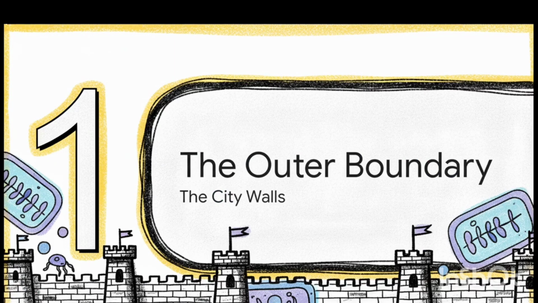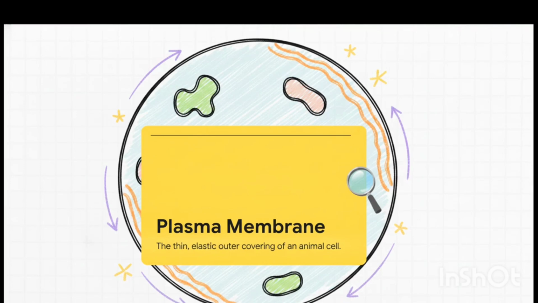Section 1. The cell's outer boundary. The city walls. Okay, let's dive right into this. When you look at an animal cell, the very first thing you're going to encounter is this outer covering called the plasma membrane. Now, it's really important to get that this isn't some rigid, immovable box. It's actually a thin, highly elastic boundary that completely wraps around the animal cell. You'll also frequently hear it referred to simply as the cell membrane.